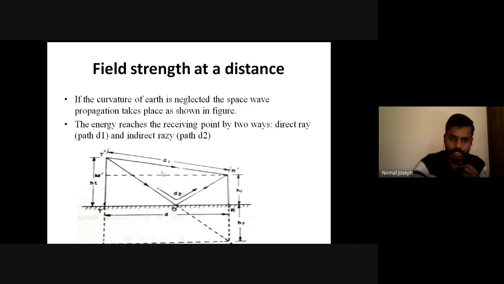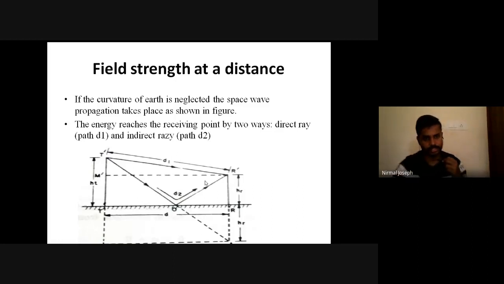In order to do that, we have to calculate D1 and D2. Then D2 minus D1 will give us the path difference. From the path difference, we can calculate the phase difference provided we know the frequency. That we have done in the third module, in the array of two point sources. That derivation we have already completed in class.